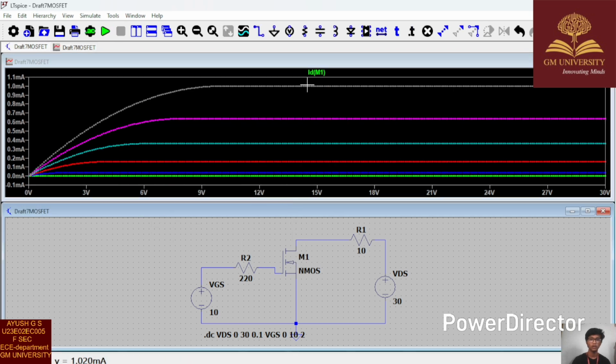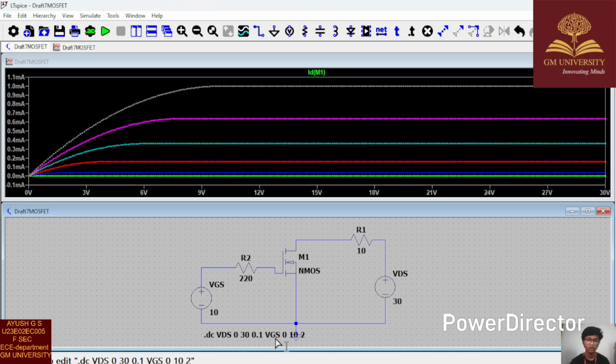See, now you can see the graph of ID and VDS, where VGS is a constant as we considered. So this side is the ohmic region, and this side is the saturation region. The green line, which is 0, indicates the cutoff region, right? When we consider VGS as 0, VDS is measured from 0 to 30.